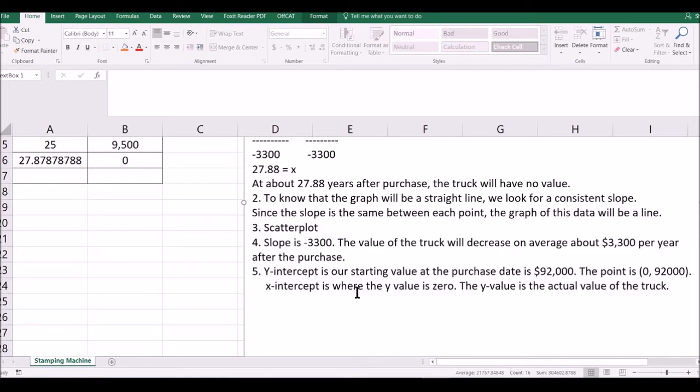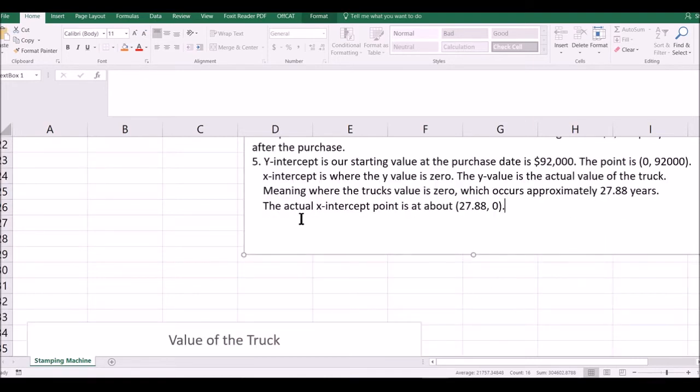So it's where it's 0, meaning where the truck's value is 0, which occurs at approximately, let's see here, let's get it right this time, 27.88 years. And we don't want to forget the actual x-intercept point is about 27.88, 0. The reason why I say about is because we did round that number.